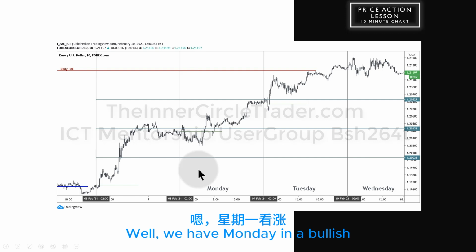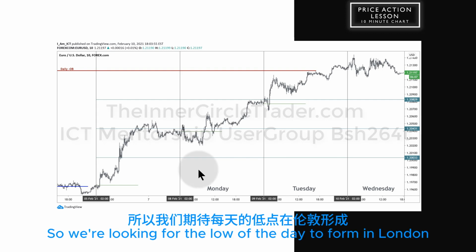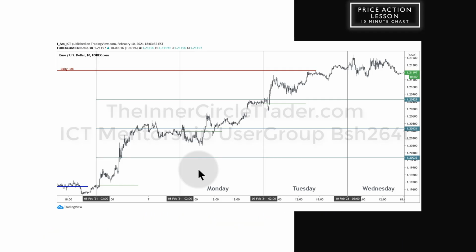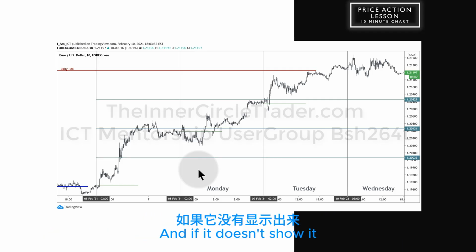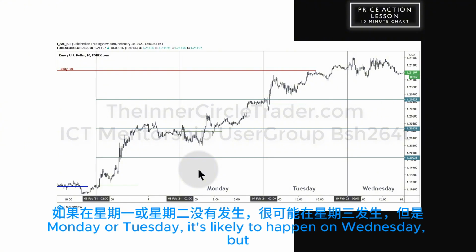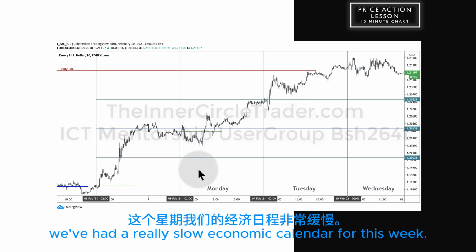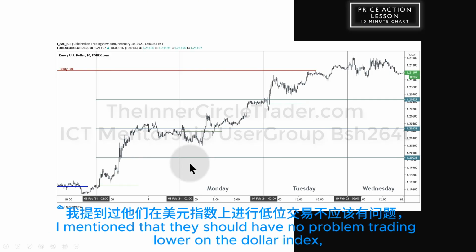What time? Well, we have Monday in a bullish environment for euro, bearish for dollar. So we're looking for the low of the day to form in London Open on Monday and Tuesday, and if it doesn't show it on Monday or Tuesday, it's likely to happen on Wednesday. But we've had a really slow economic calendar for this week, so I mentioned that they should have no problem trading lower on the dollar index.